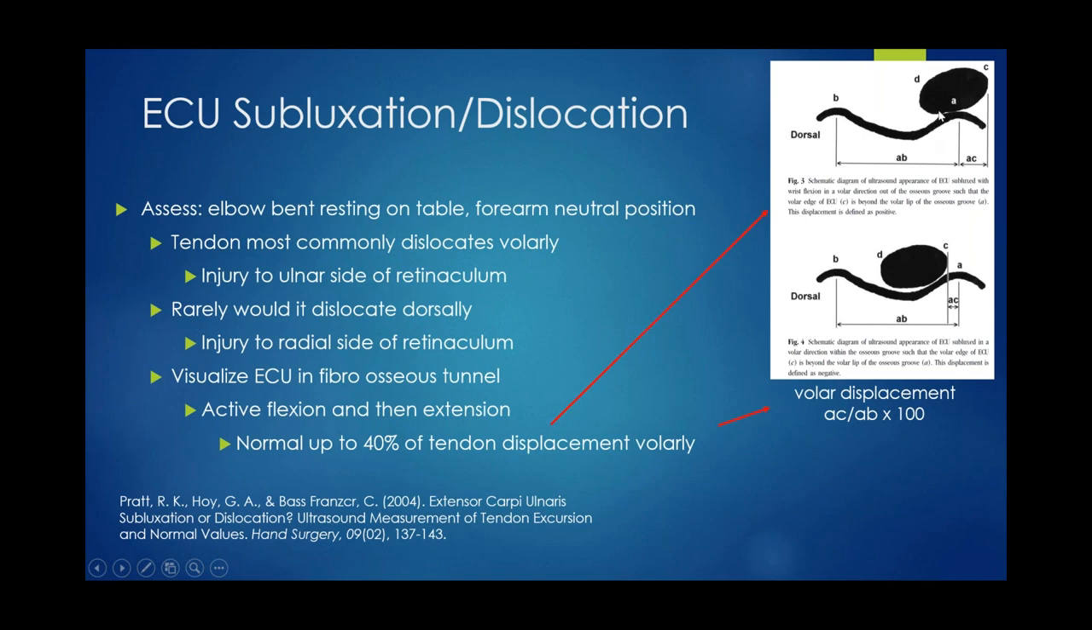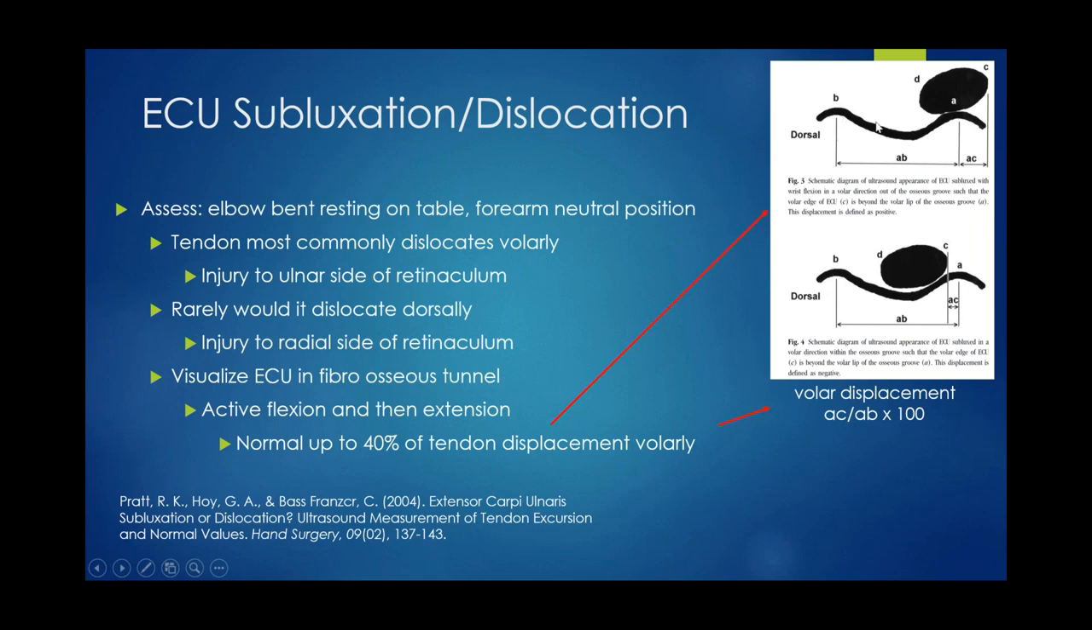The tendon would be assessed in its short axis, and then having the patient either actively or you passively flex and extend the wrist, you could look for excursion or movement of the tendon out of the little groove or fovea here in the ulna in a volar direction.